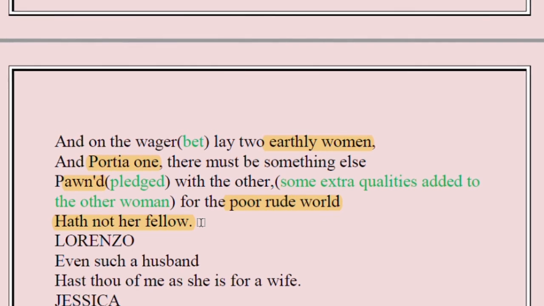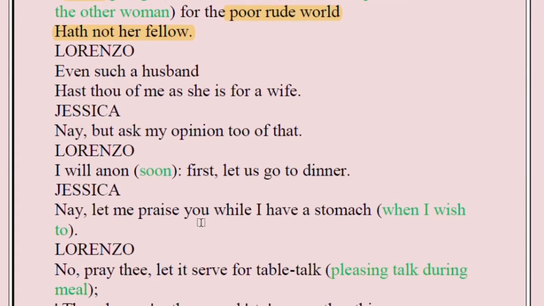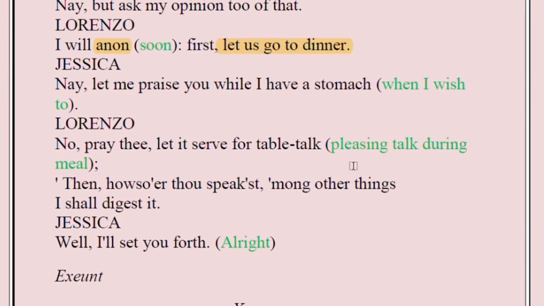Okay. Lorenzo: Even such a husband hast thou of me as she is for a wife. So you see, Lorenzo is saying that I am also as good a husband as Portia is a wife. Jessica: Nay, but ask my opinion too of that. Jessica says, you are talking about being a good husband or not, so you must ask my opinion. How can you yourself judge yourself? Isn't it? Lorenzo: I will anon. Yes, yes, I'll ask you. First, let us go to dinner. While having our food, we will discuss this.